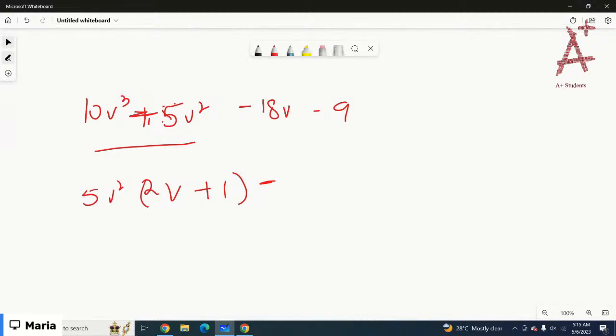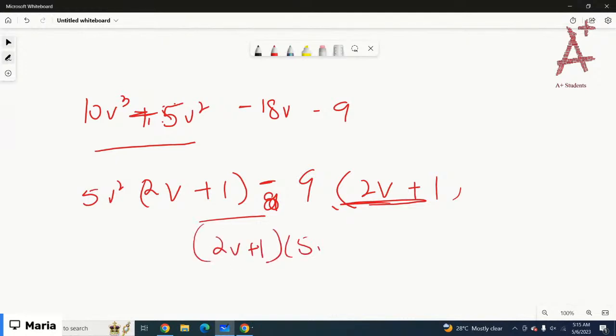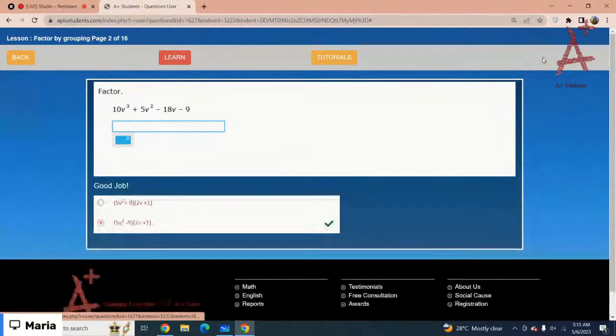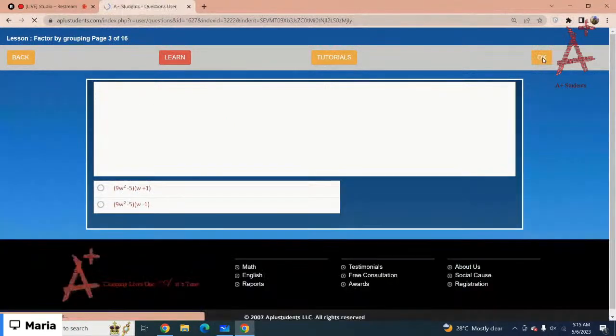Then from here you can take common 9. Sorry, you can take common 9. You're left with 9 times 2 is 18 and plus 1. So you can see 2v plus 1 and 2v plus 1 is a common factor, and you are left with 5v squared minus 9. That means the factors are 5v squared minus 9 times 2v plus 1. So the correct option is 5v squared minus 9 times 2v plus 1. Option number 2 is the correct option.